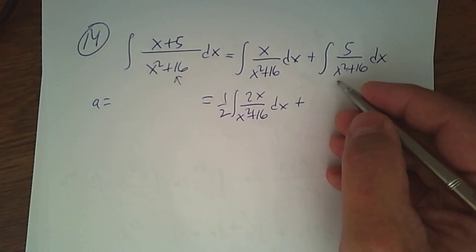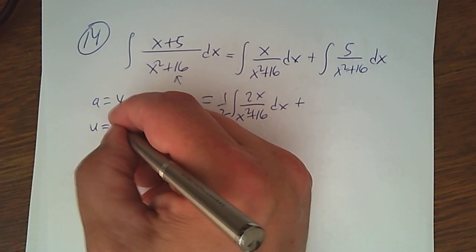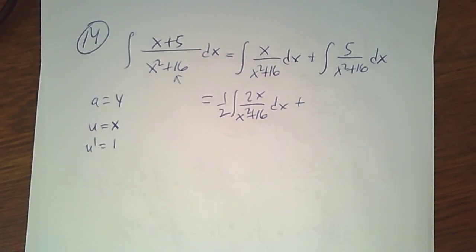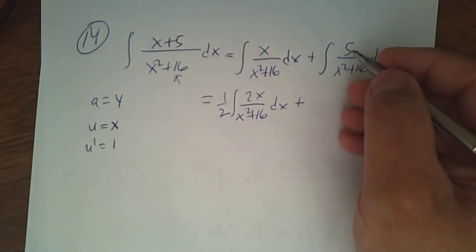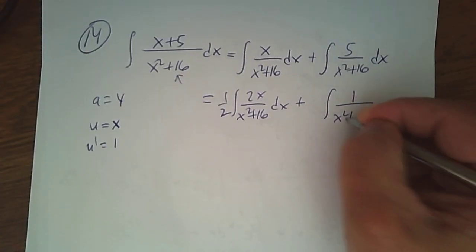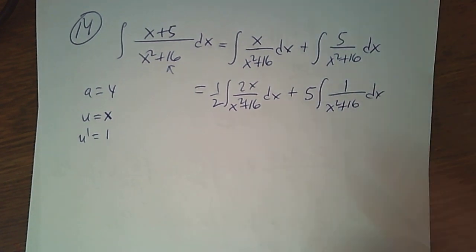a equals the square root of 16, which is 4. u is the square root of x squared, which is x. And then u prime is 1. Now, what I have there is 5 and not a 1. So when I set this up with a 1, what was it before? What did it become? I need that 5 in front. And now we're just ready to plug in and get our answer, 14.